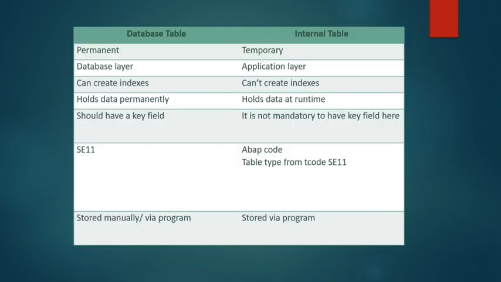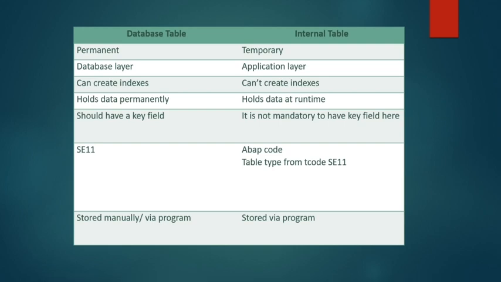Let's start with the basic difference between database table and the internal table first. Database table is the permanent storage area, while internal table is the temporary storage area. Database table stores data in the database layer, while internal table stores data in the application layer. We can create an index for database table, but we cannot create an index for internal table. Database table holds data permanently, while internal table holds data at runtime. Database table should have a key field, but it is not mandatory to have a key field in case of internal table. Database table is created from T code SE11.